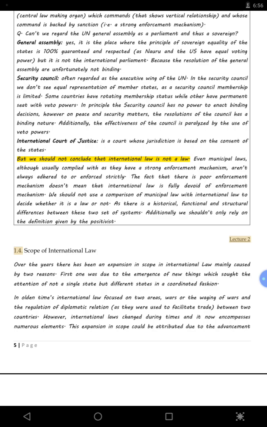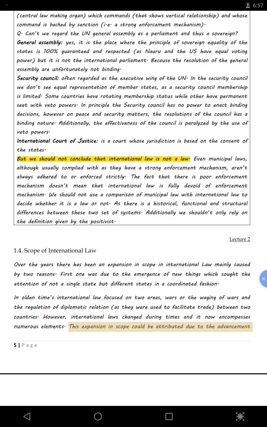Lecture 2, 1.4. Scope of international law. Over the years there has been an expansion in the scope of international law, mainly caused by two reasons. First, the emergence of new things which sought the attention of not a single state but different states in a coordinated fashion. In olden times international law focused on two areas: the waging of wars and the regulation of diplomatic relations, as they were used to facilitate trade between two countries. However, international law changed over time and it now encompasses numerous elements.